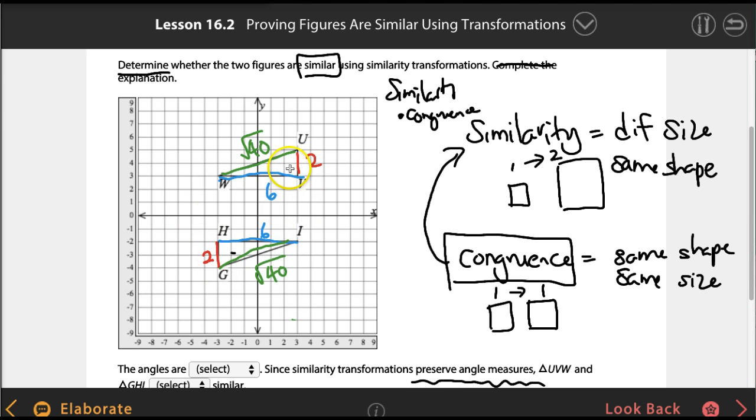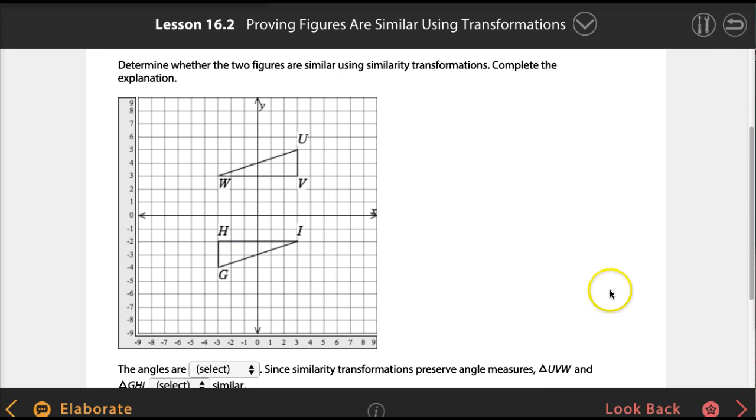And we already know that both are right triangles because of this angle right here, as you can see, right? So I already know that these two triangles are congruent to each other, okay? But we have to explain why they are similar, and in order for us to explain that, we gotta use our definition. So now let's take a look down here. The angles are congruent, okay? So let's go down.